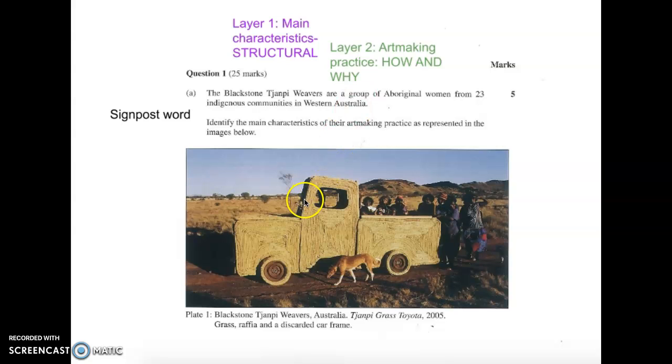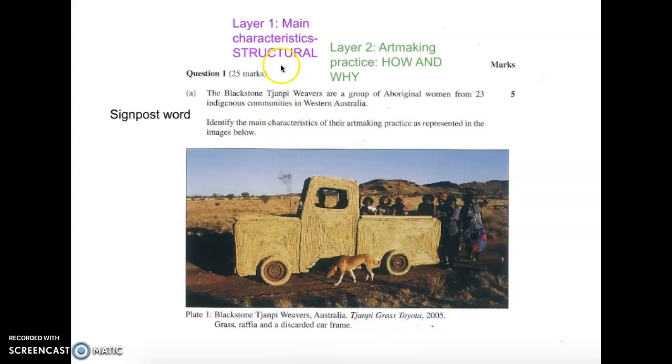Again, in case I've confused you, identify the main characteristics of their art-making practice as represented in the images below. You can easily pick out the signpost word, it's here, identify. You should know what that means because we did a lesson on it. What is the word identify most similar to? Is it similar to describe, discuss, explain? That's for you to decide.